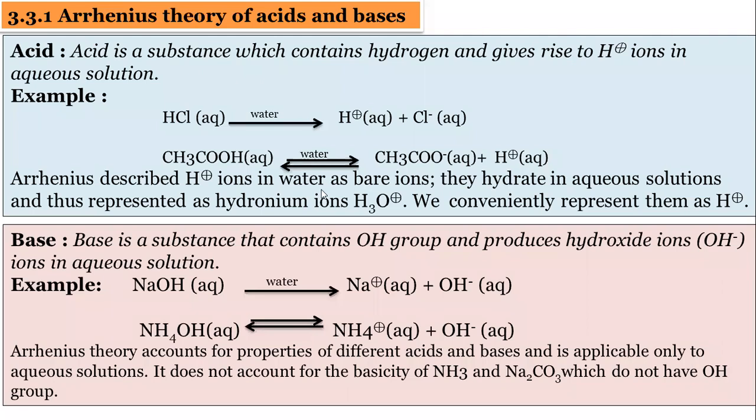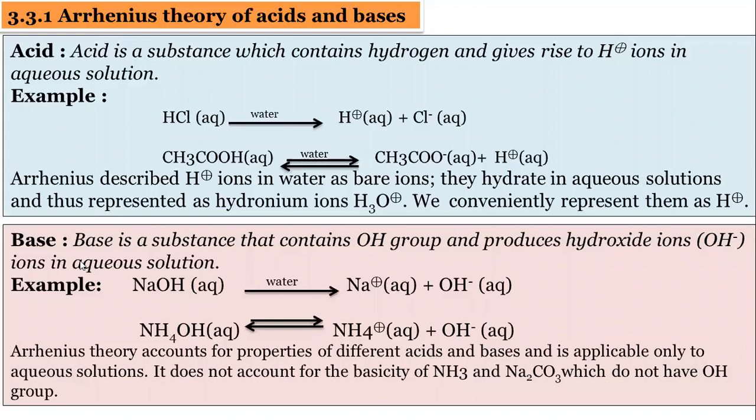According to Arrhenius, H plus ions are actually bare ions. They hydrate in aqueous solution, meaning they combine with H2O. And the hydronium ion is a combination of H plus and H2O. Conveniently, we show it as H plus. So H3O plus and H plus have the same meaning. It is acidic. Now I am coming to the base.